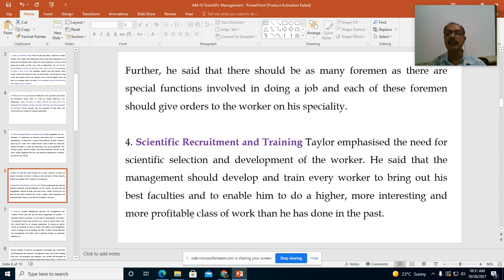Another area of his work was scientific recruitment and training. He emphasized the need for scientific selection and development of the worker. He said that management should develop and train every worker to bring out his best faculties and to enable him to do a higher, more interesting, and more profitable class of work than he has done in the past. That means he focused on training and the best way of recruitment, finding the best man, and providing training so that the performance of the worker, and in turn the organization, can be improved.